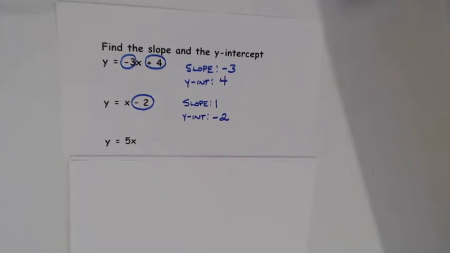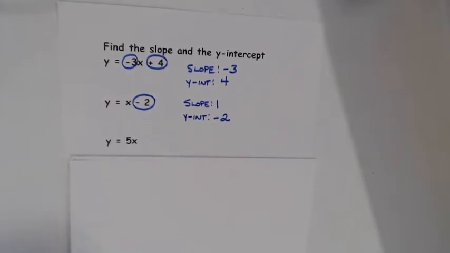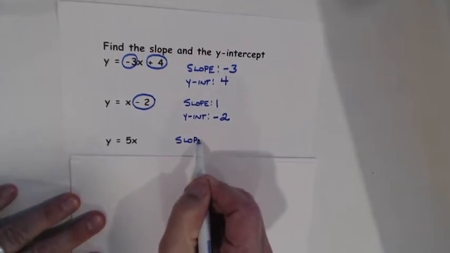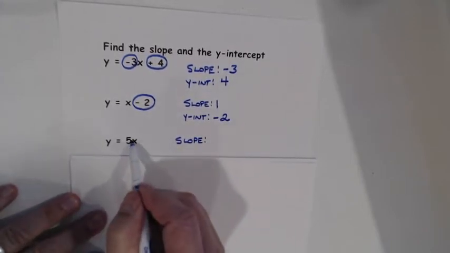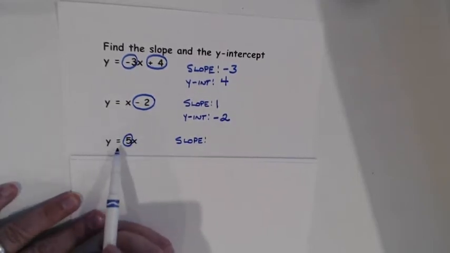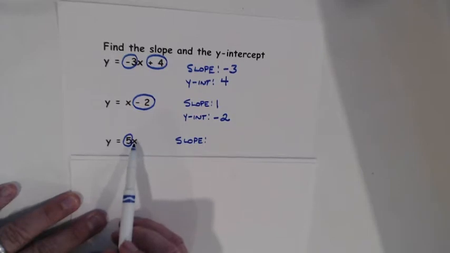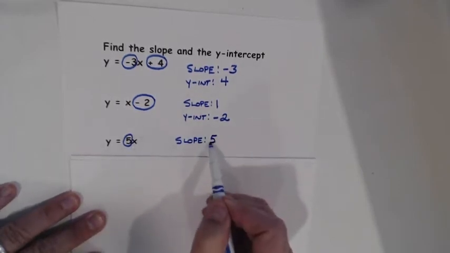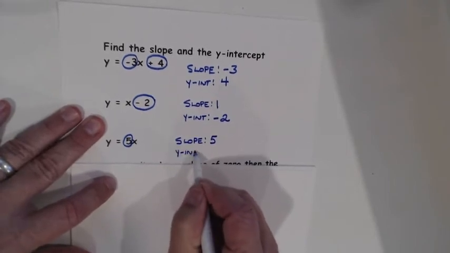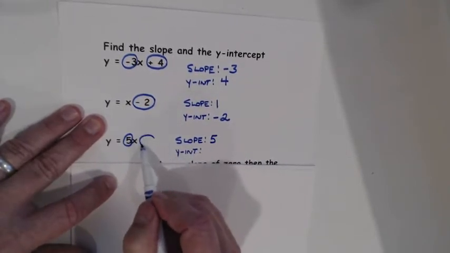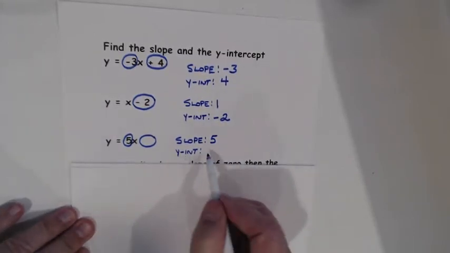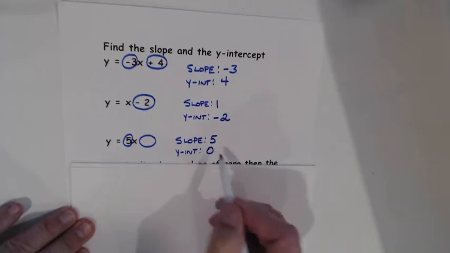Let's look at this one. y is equal to 5x. Remember, the slope is always the number in front of x, as long as it's in the right order. And it's in the right order. y is equal to. This number right in front of x is 5. Now I need to figure out what the y-intercept is. The y-intercept is this number that's sitting right out here. Since I can't see anything, there's nothing out there, my y-intercept is going to be 0.